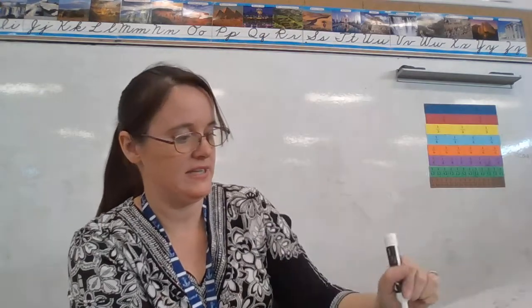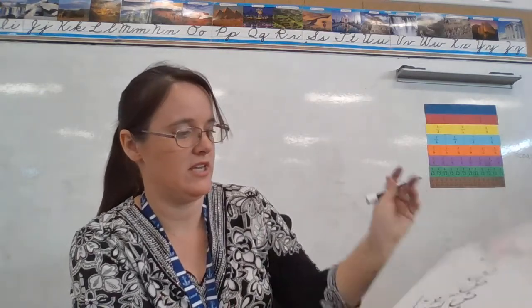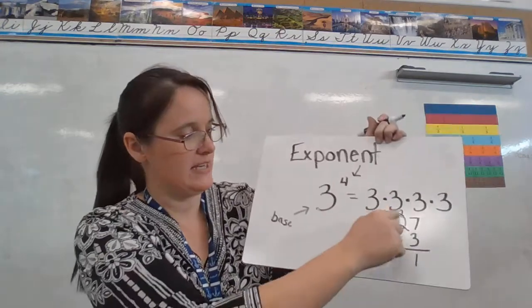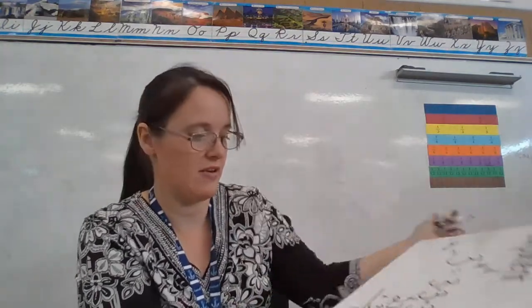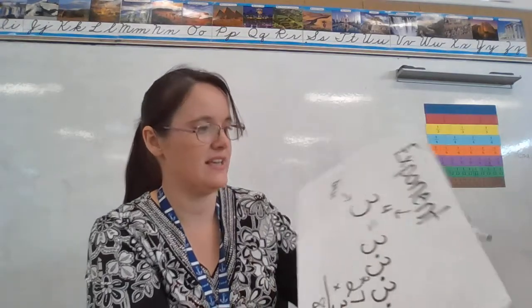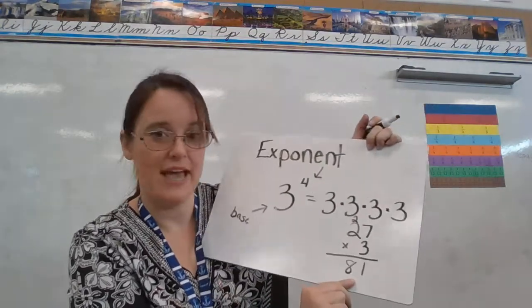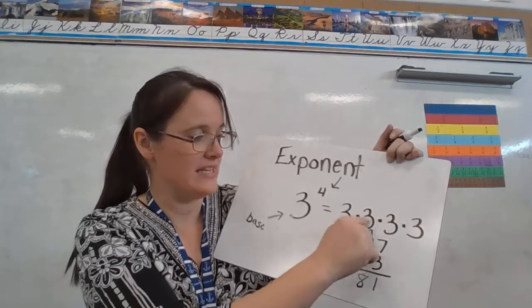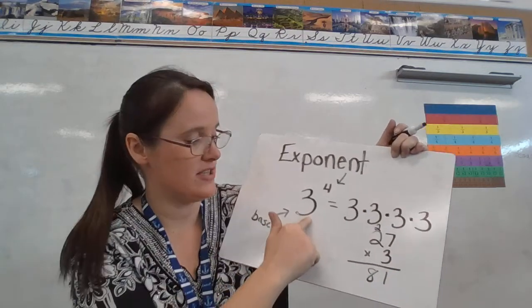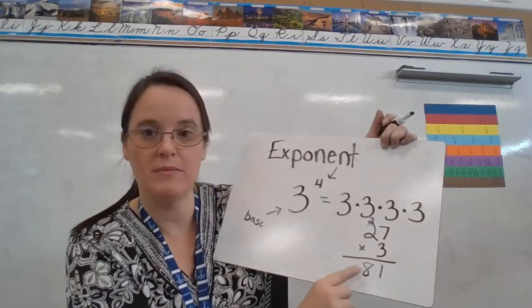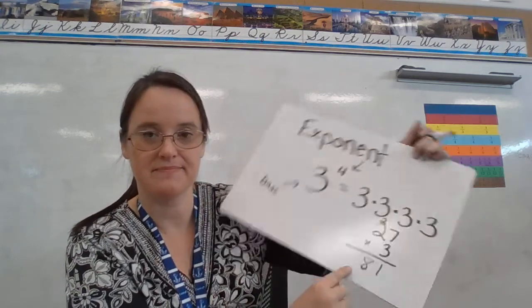All right, 7 times 3 gives me 21. 3 times 2 gives me 6, plus the 2 that I carried over is 8. Okay, so now we've done it. We've multiplied 3 times itself 4 times. So our answer to 3 to the 4th would be 81.